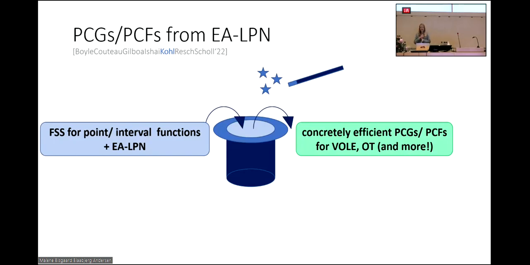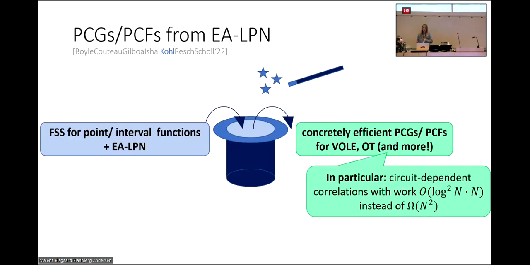But what we get is, if we start with function secret sharing for points or, for PCFs, interval functions, and use this expand-accumulate LPN pseudorandom generator, then we get concretely efficient PCGs and PCFs for VOLE, OT, and more. In particular, we get circuit-dependent correlations with work n log squared n instead of n squared. Ask me if you're interested, I'm happy to explain.